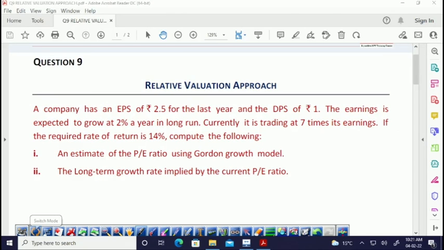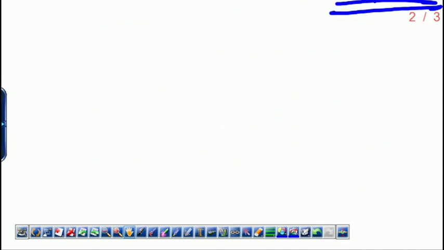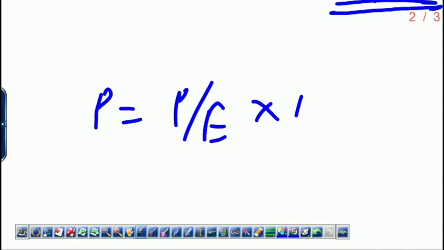Second part, the long-term growth rate implied by the current P ratio. Now this time they are using the current P ratio. The current P ratio is 7. So what is the share price? 7 into EPS, 7 into 2.5. The current share price is obviously P ratio into EPS.